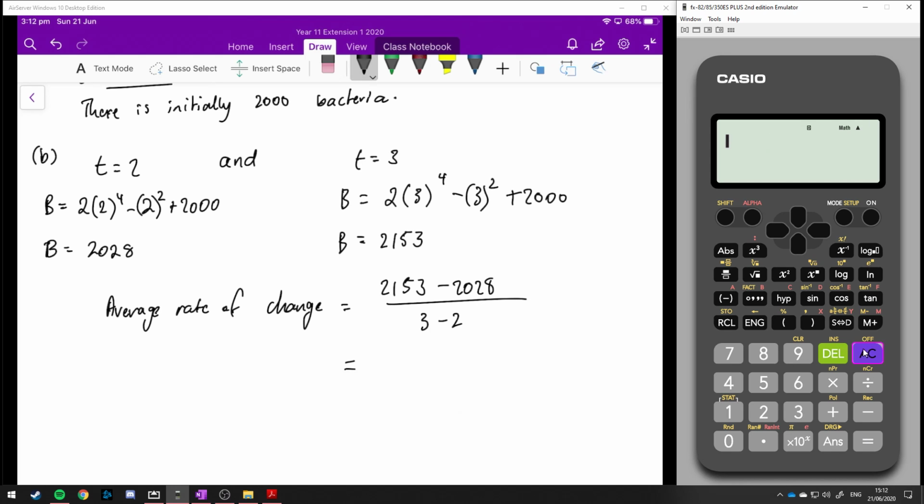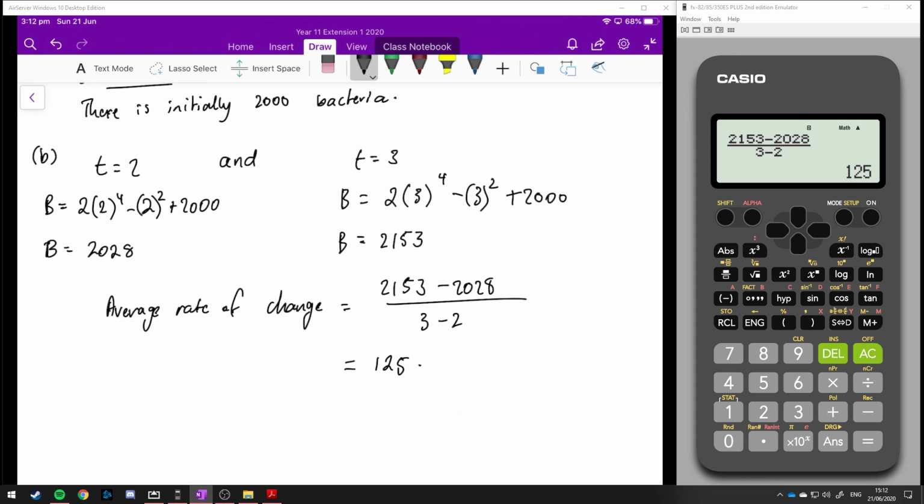Okay, so we can put it into the formula like that, and we can substitute these in, and then we can put this into our calculator to get that the average rate of change is equal to 125. So the rate of change between the second and third hour is 125. So the increase in that second hour is 125.